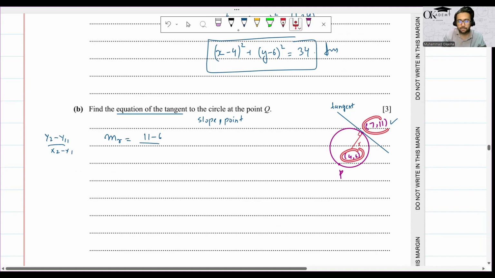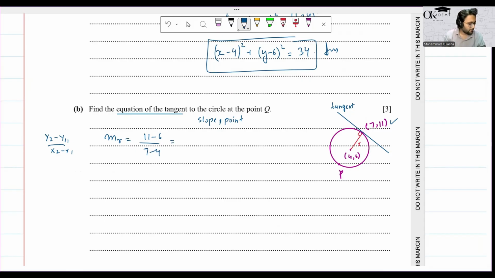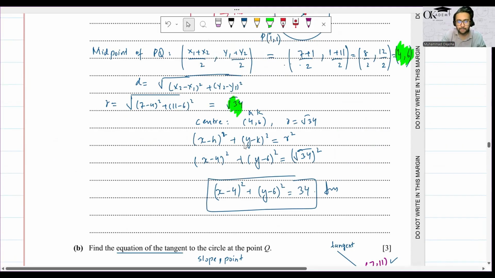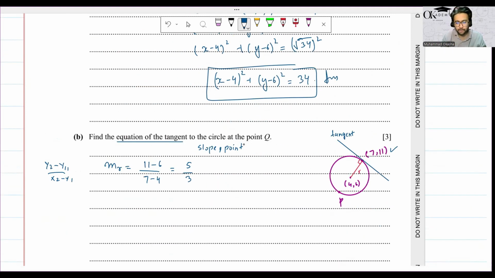I'm doing y2 minus y1, that is going to be 11 minus 6, divided by 7 minus 4, from which I will get 11 minus 6 would be 5, 7 minus 4 would be 3. So I'm going to get 5 over 3. 7, 11 is the point, right? Yeah. I'm going to get 5 over 3 for the gradient of the radius.